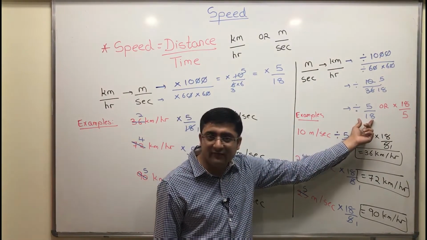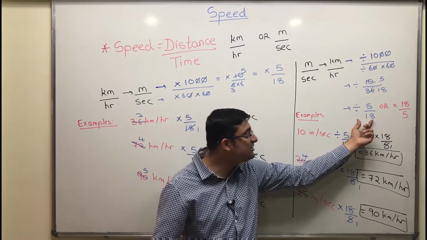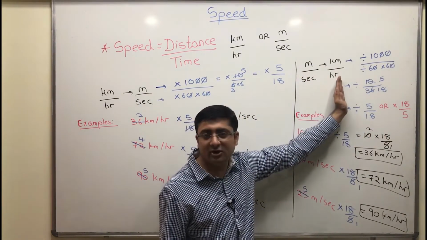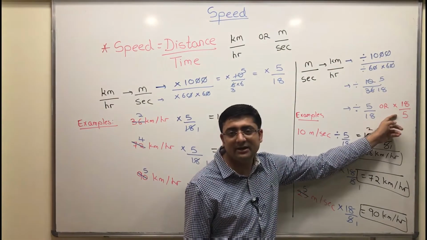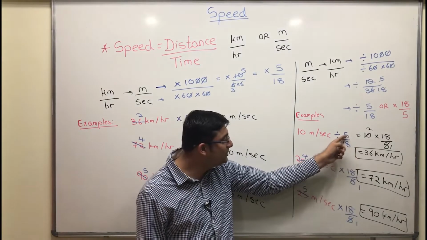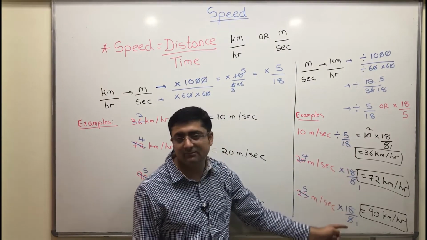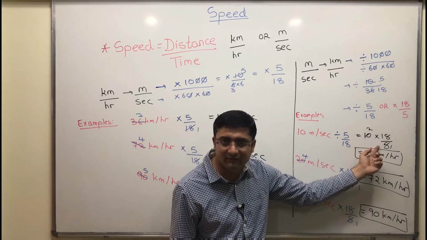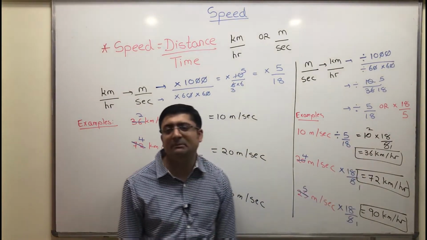And how do we divide by a fraction? We basically multiply with its reciprocal, so into 18 by 5. So whenever you're going from meter per second to kilometer per hour, just multiply by 18 by 5. So as you can see, meter per second, I want the answer in kilometer per hour. So just multiply by 18 by 5. You may also divide by 5 by 18, but then again you're basically multiplying by 18 by 5. So easiest is just multiply by 18 by 5.